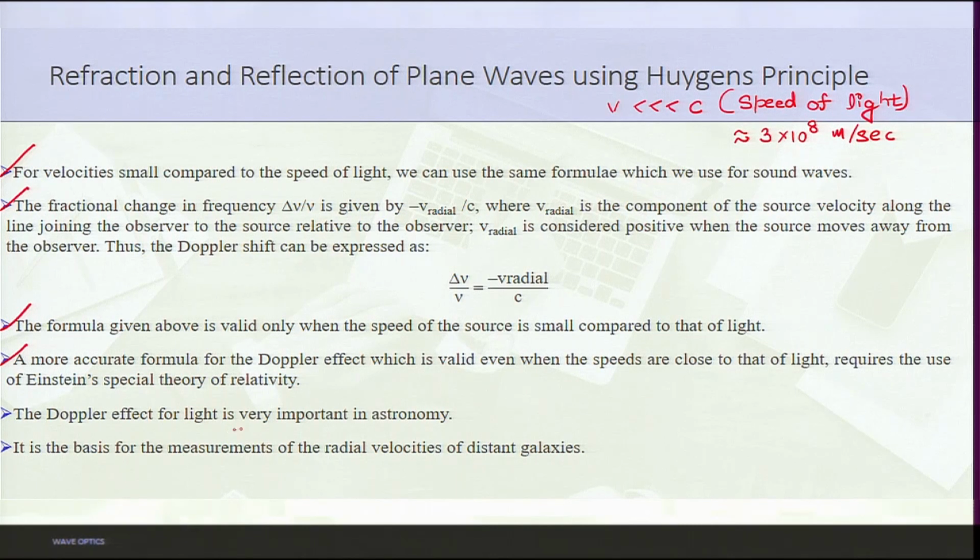Now, the Doppler effect for light is very important in astronomy, and that is how we explain the concepts of red shift and blue shift, which we studied in the last part. It is the basis for the measurement of the radial velocity of distant galaxies. One application is that astronomers try to see whether galaxies or planets are moving away from or towards us. They look to see whether the light is red or blue. Depending on that, you can understand that the planets are going away from us or towards us. So, this is one application of the Doppler effect.